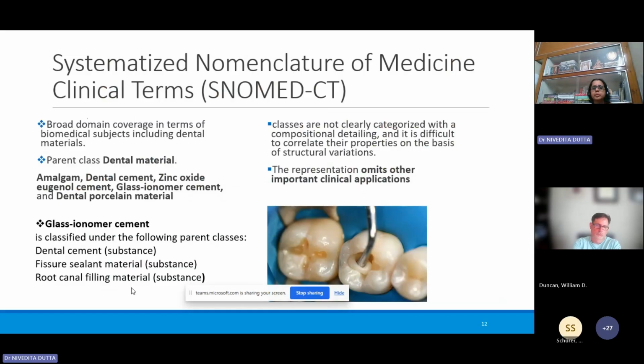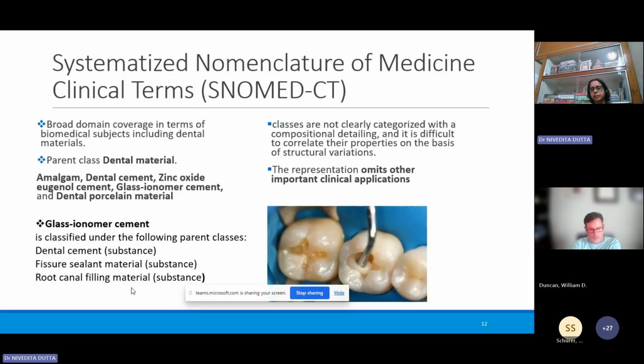This is from SNOMED CT. Basically, it is a popular terminology and a broad domain coverage is there. We found different dental material related terms like amalgam, dental cement, zinc oxide eugenol cement, glass ionomer cement. But as we searched, I found that the classes are not clearly categorized with compositional detailing, and it is difficult to correlate their properties on the basis of structural variations.